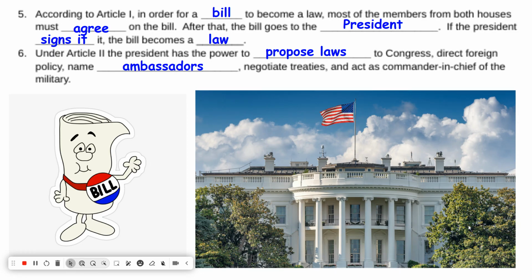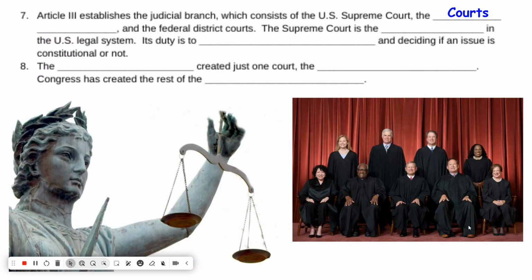They can direct foreign policy, they can name ambassadors, they can negotiate treaties, they can act as commander-in-chief of the military as well. Article 3 establishes the judicial branch, which consists of the Supreme Court, courts of appeal, the federal district courts. The Supreme Court is the top court in the U.S. legal system, and its duty is to interpret the laws and decide if an issue is constitutional or not.